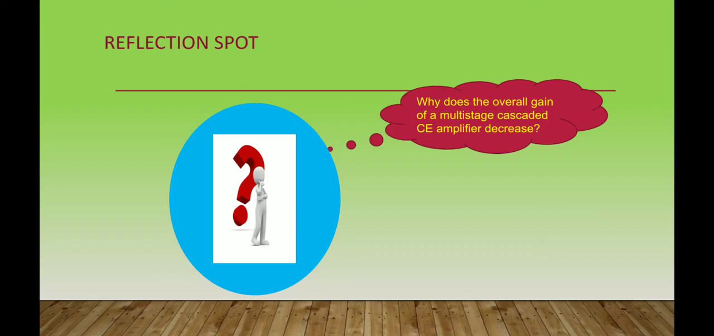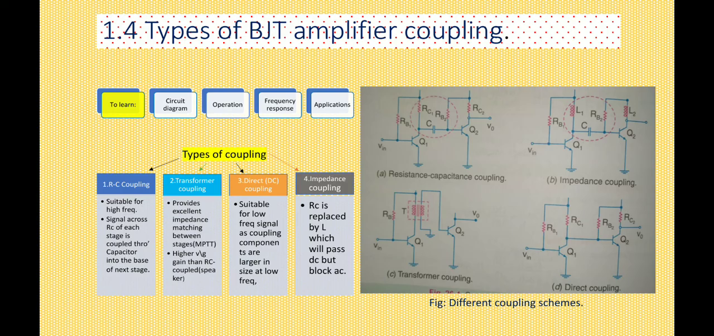Practically, there is a reduction in the gain obtained. Why is it happening? We can think of that for a while. Okay, so the reduction in the gain is due to the loading effect in the multi-stage amplifier.